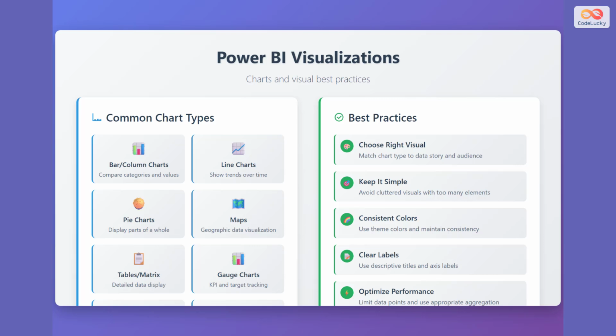When creating visuals, choose the right chart type for your data story, keep designs simple and uncluttered, use consistent color schemes, provide clear labels and titles, optimize for performance by limiting data points, and ensure mobile-friendly responsive designs.